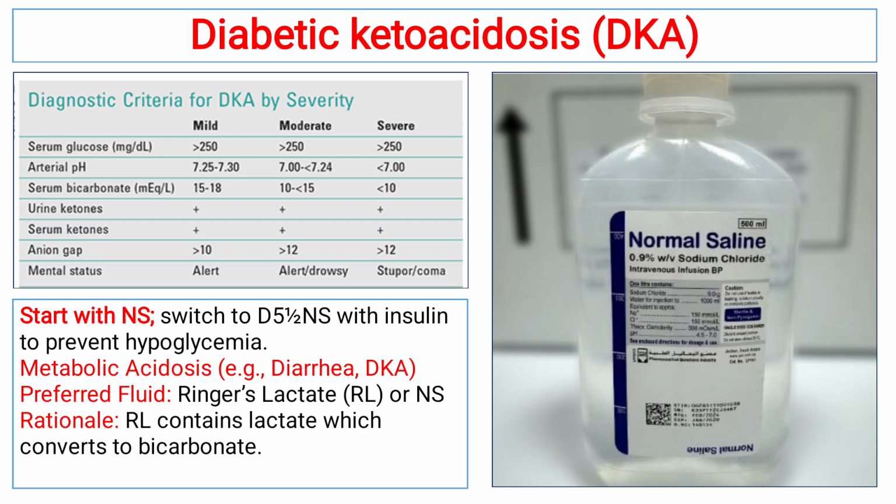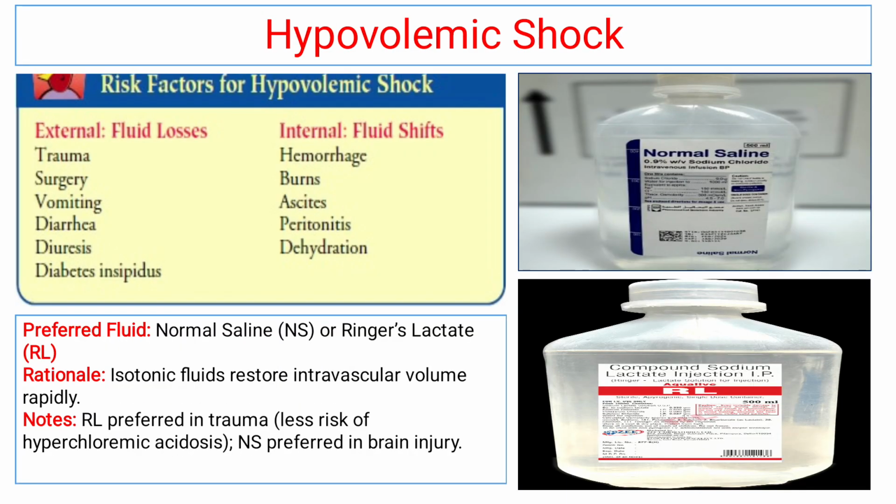In any patients of metabolic acidosis, for example, due to diarrhea, we can use Ringer lactate or normal saline, but RL contains lactate which converts to bicarbonate in such cases.